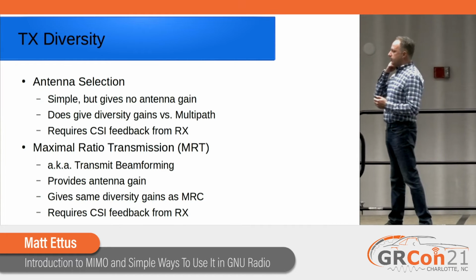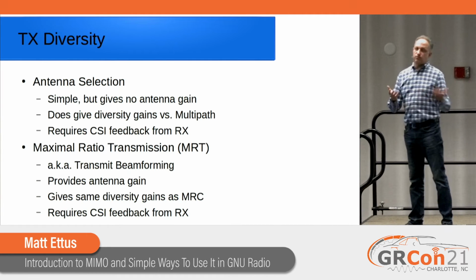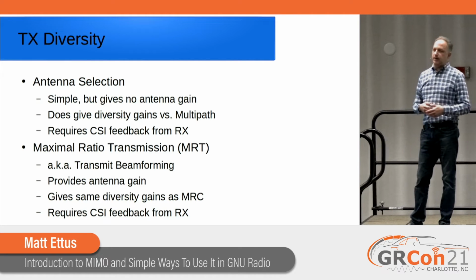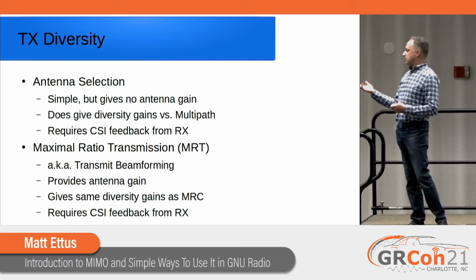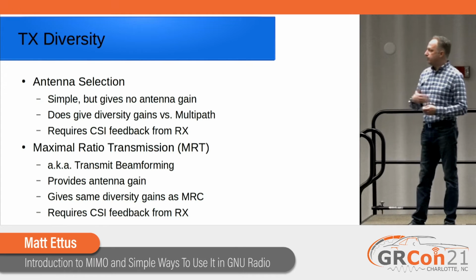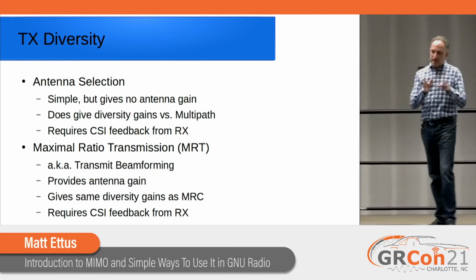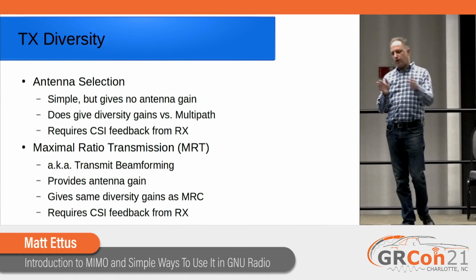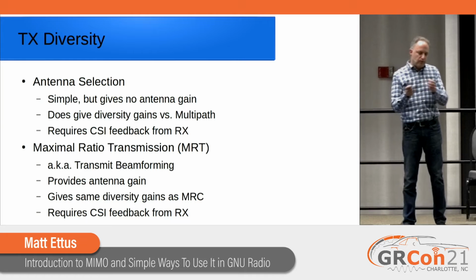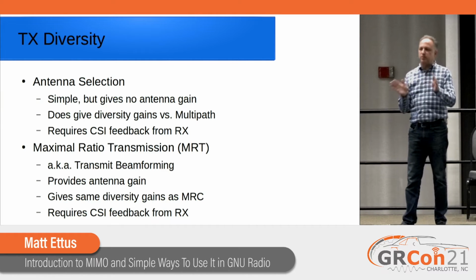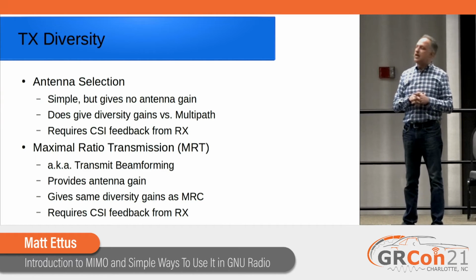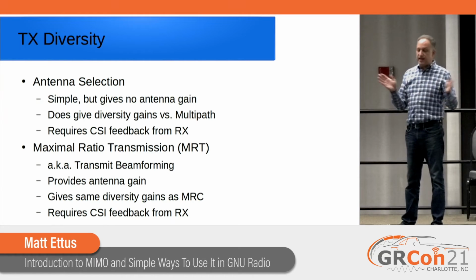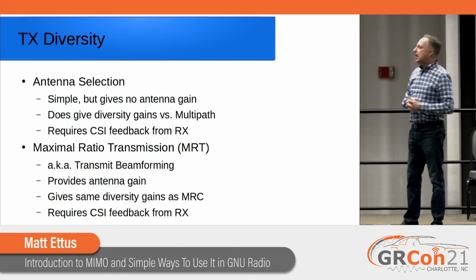The other choice is maximal ratio transmission, which is really the reverse of MRC, and it gives the same diversity gain, but which is transmit beamforming, and so it provides antenna gain. So again, if you were to look at it in free space with the 2 coefficients, you are effectively pointing a beam. Now with only 2 antennas, it's not much of a beam, right? But you're providing gain in one direction. And if it's more antennas, it would be a finer and finer beam.